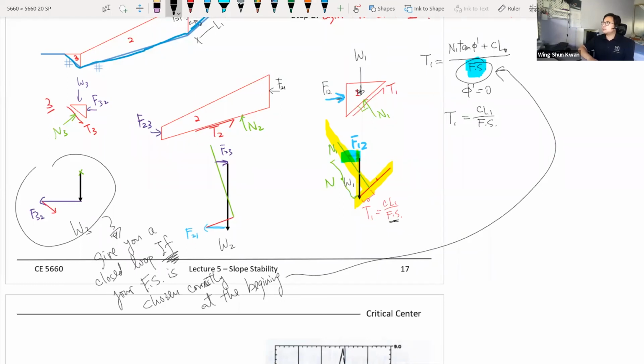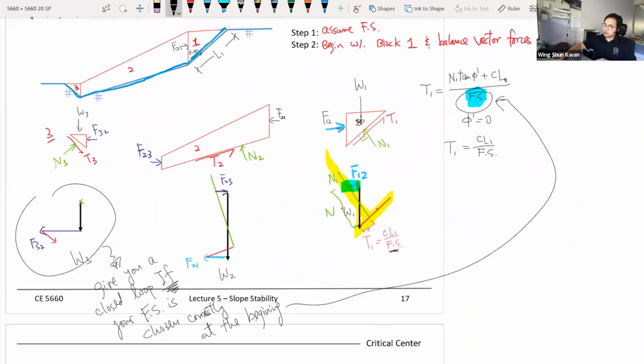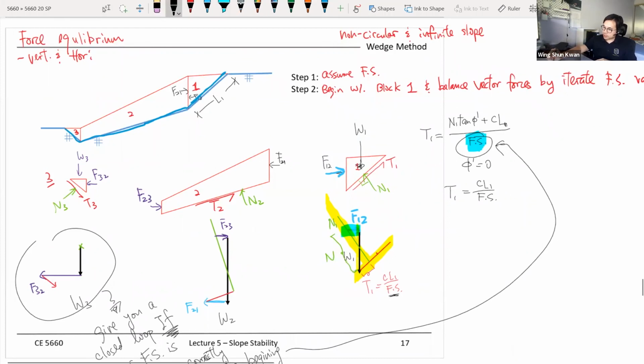Any questions? And the wedge method, the Taylor method or this one, highly depends on what kind of horizontal force you assume in between the blocks. So this method assumes they're horizontal. Taylor's method assumes you take the average of the orientations from the top and the orientations from the bottom. Any questions?